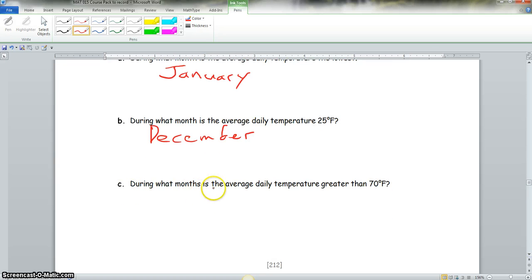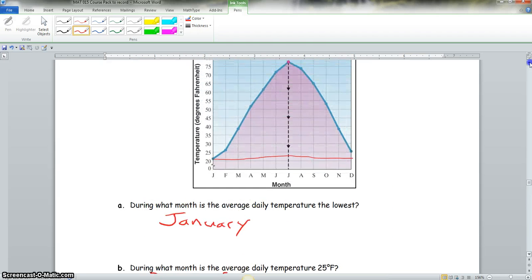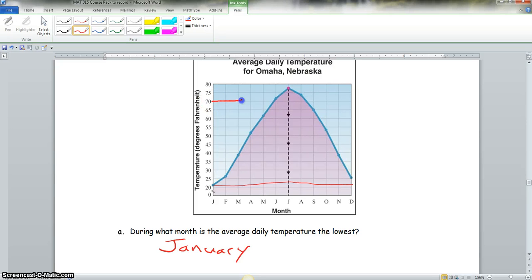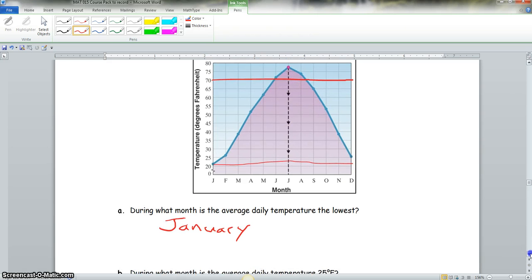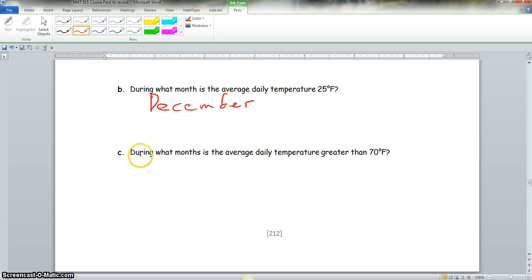Now it says during what months is the average daily temperature greater than 70 degrees Fahrenheit? So we'll go here. Now what you could do is you could just draw this line here straight across. Now this is 70 degrees Fahrenheit. So we're looking for the months that are above this line. Now we have June, we have July, and we also have August. So June, July, and August are summer months.